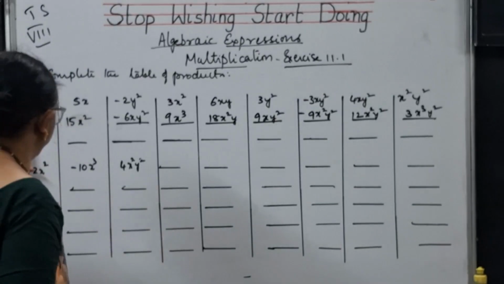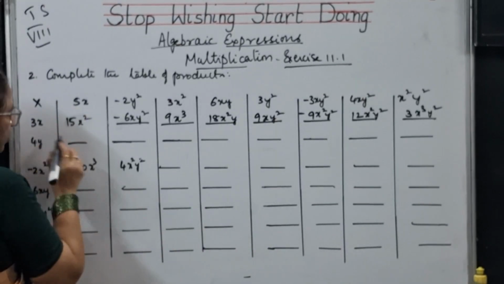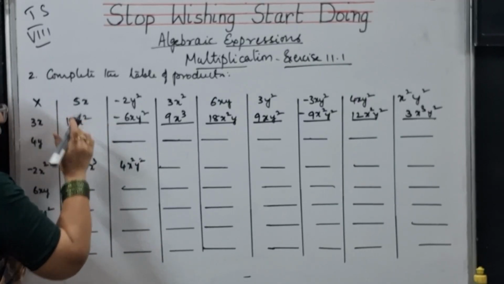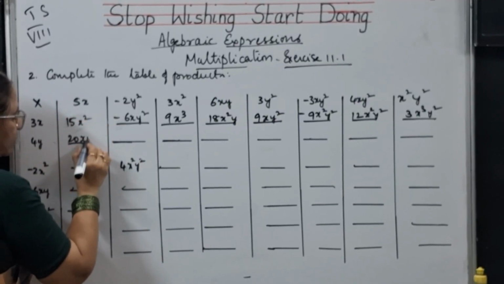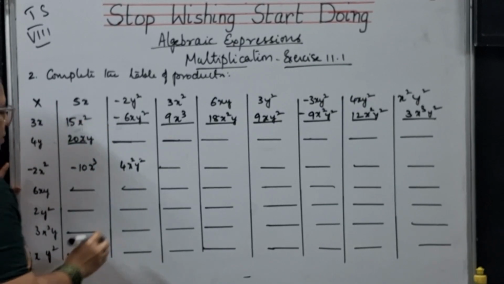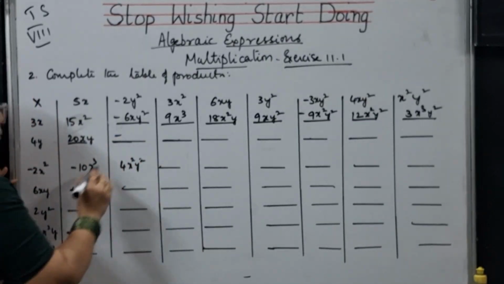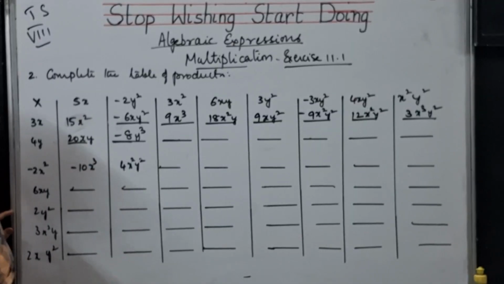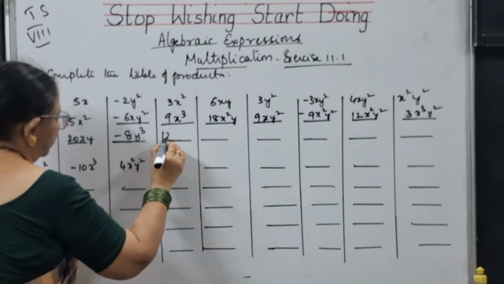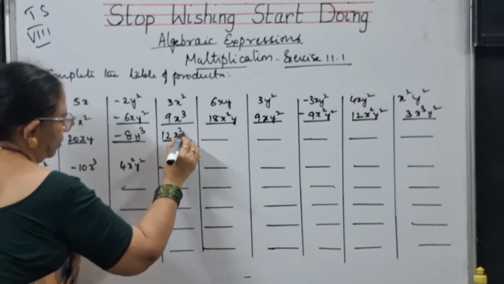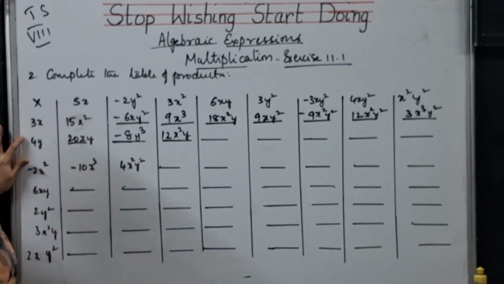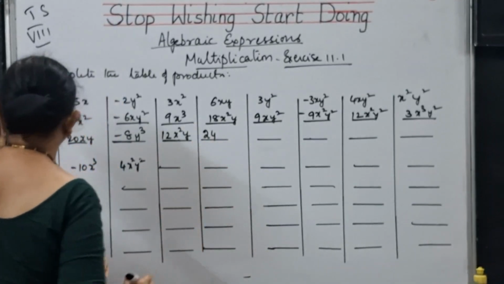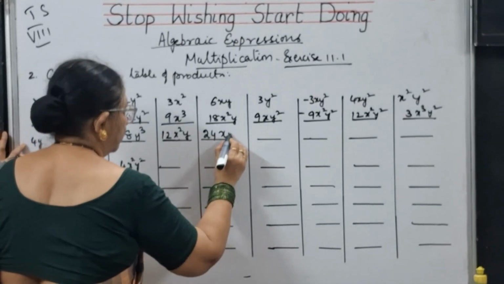Now second one, 4y. Both are positive, so no need to think about the sign. Sign is positive. 4 5s are 20, xy. Minus into plus, minus 4 2s are 8, y cube. Plus 4 3s are 12, x square y. So this is 4 6 are 24, x y square.